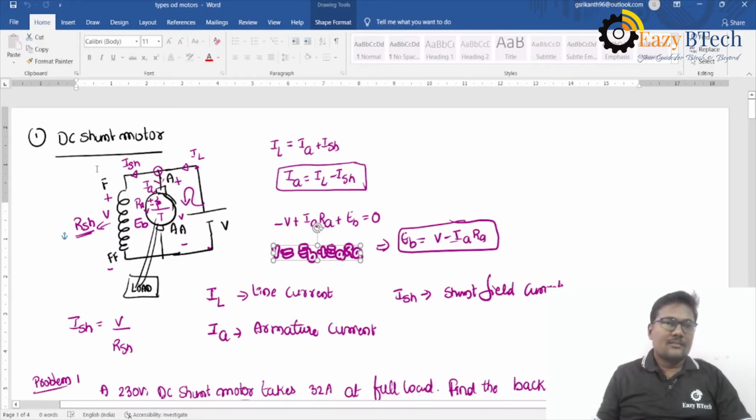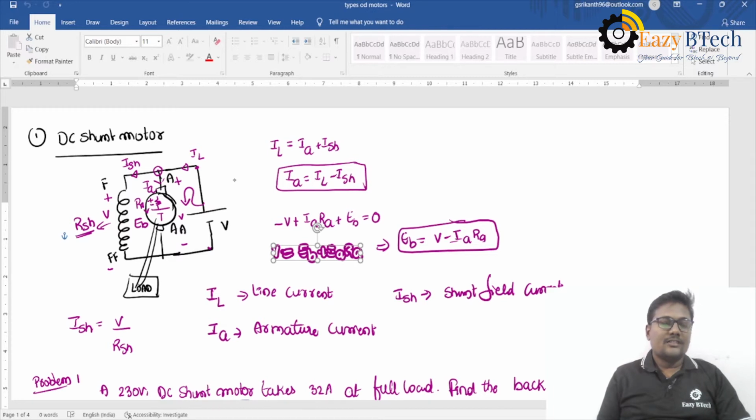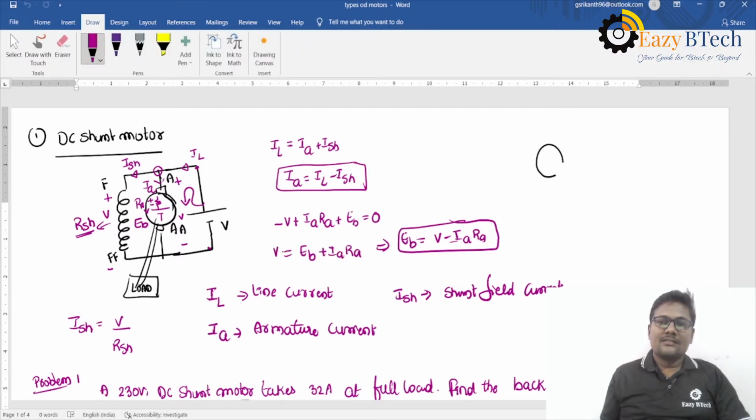In this lecture, I will explain what is a DC shunt motor, a DC series motor, and a DC compound motor. DC shunt motor: we have two windings. One is the armature winding, and the other is the field winding. The field winding is connected in parallel with the armature.